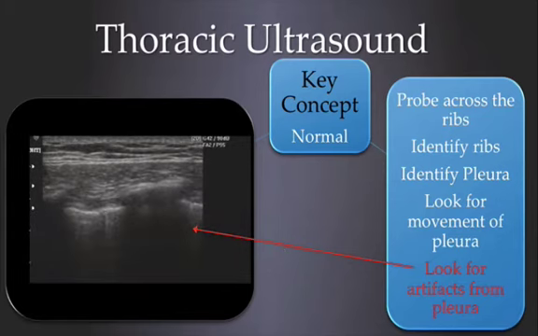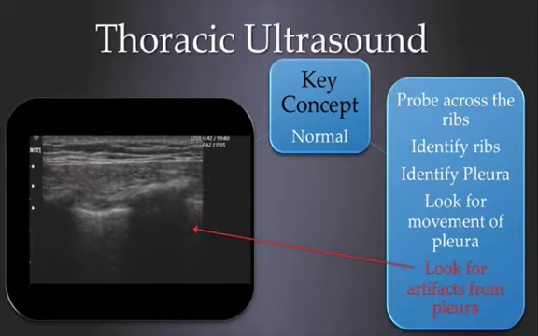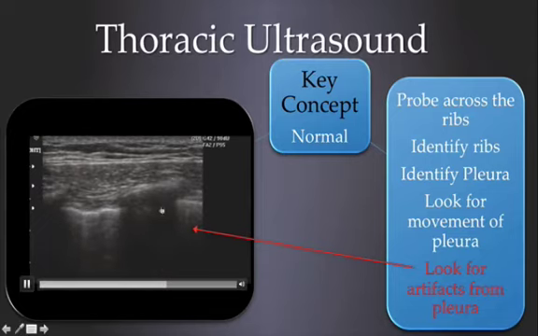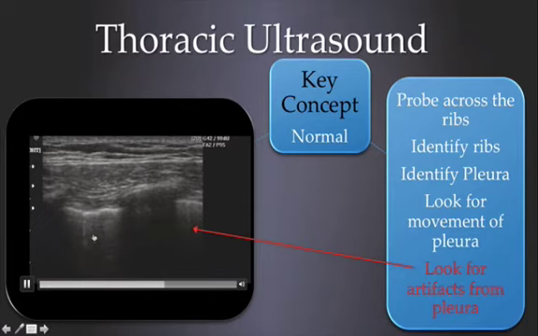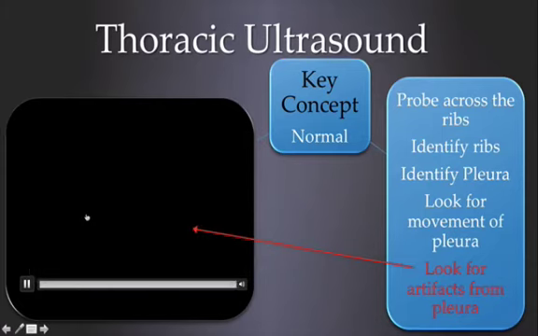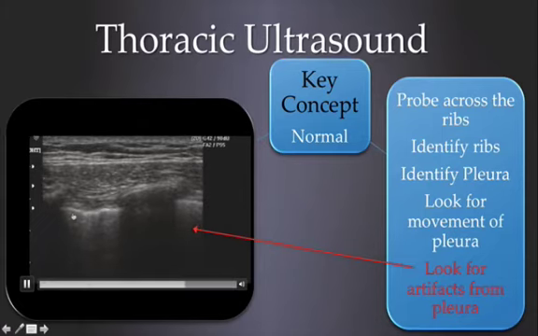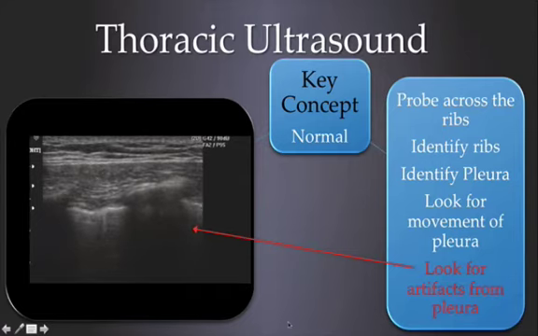The next thing to look for is artifacts arising from the pleura. So if we look at the pleura, this is normal lung. We see the pleura sliding back and forth, and we really don't see anything back here. Nothing that's identifiable. It looks just like static. There's a couple little streaks or artifacts that are appearing, coming and going. These are normal. They're very minor, but we really don't identify anything back here.